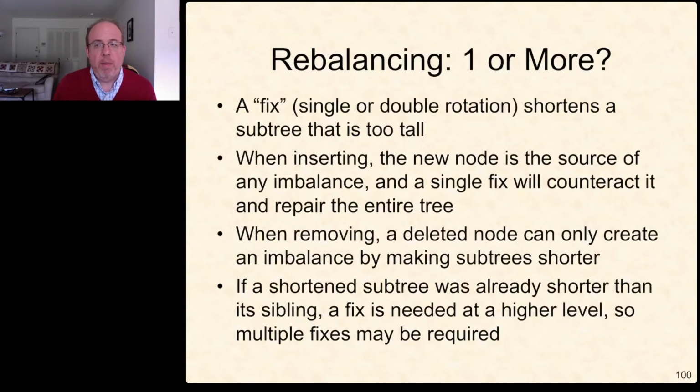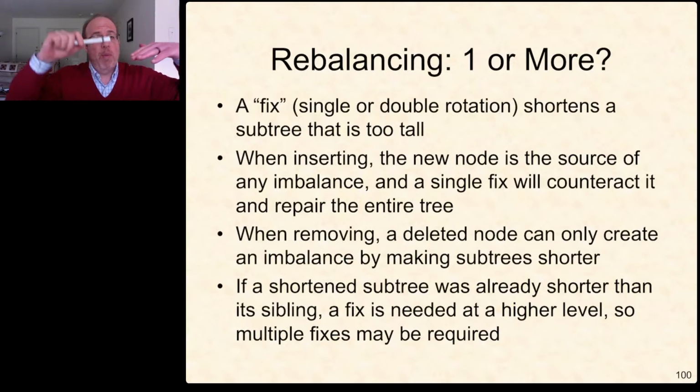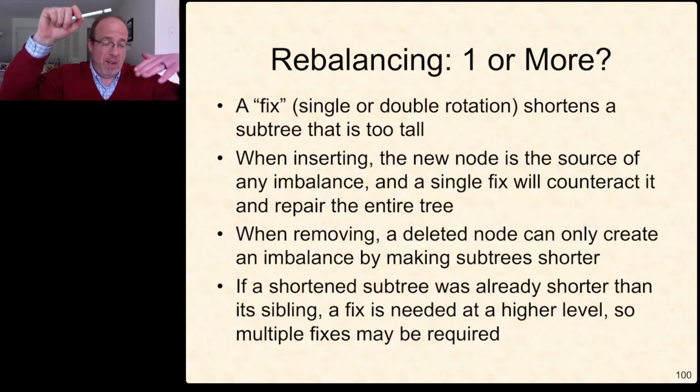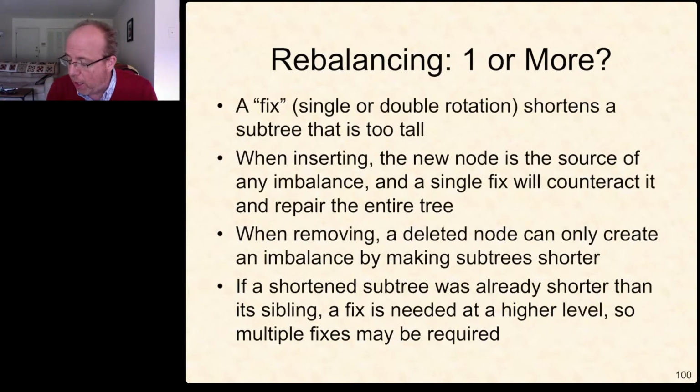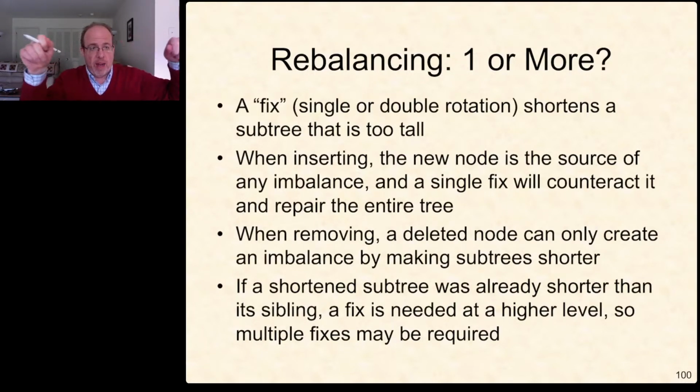Okay, so remember, a fix shortens a subtree that's too tall. But if we're removing something, it may make something too short. So we're not actually fixing everything all the way. When we're inserting, the new node is the source of the too-tallness. It only makes one of those sides too tall.